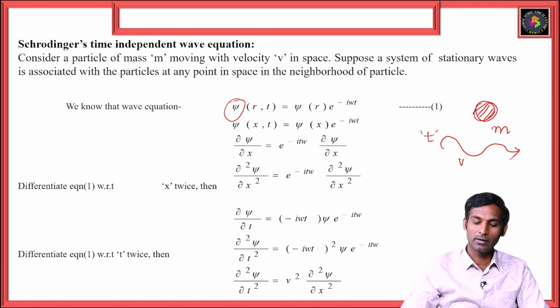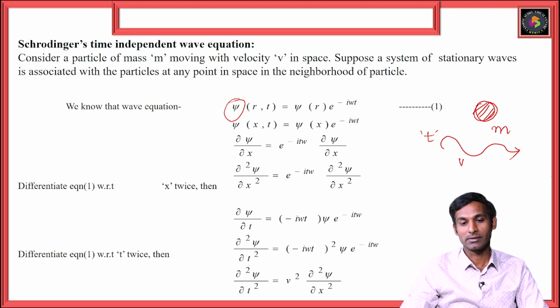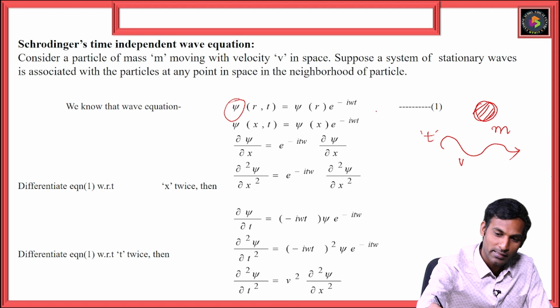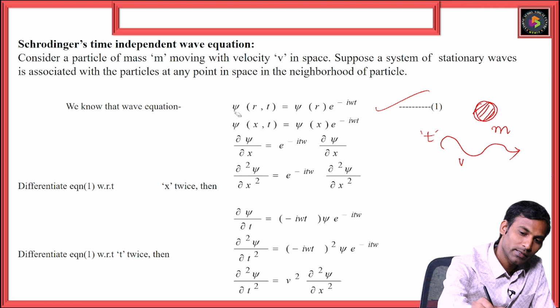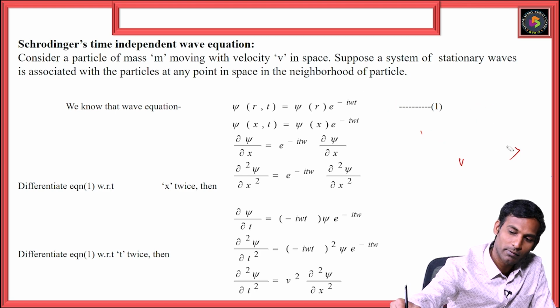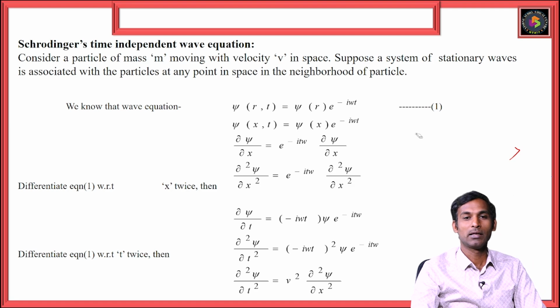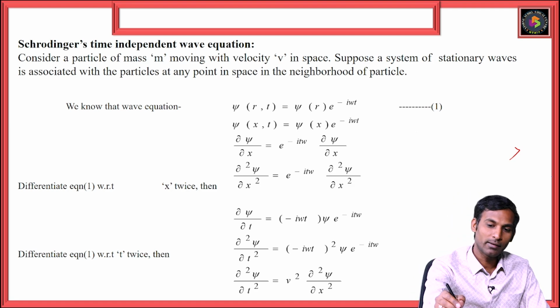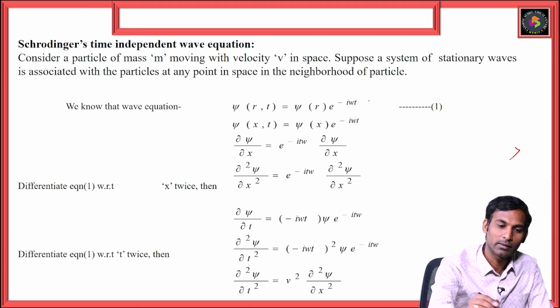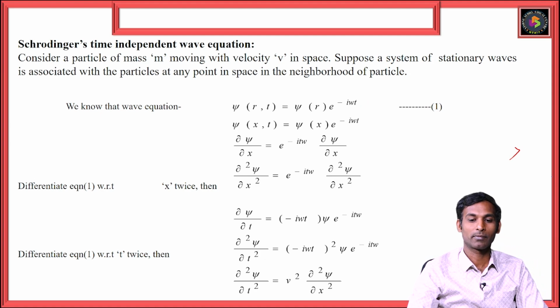In this Schrodinger time independent equation, a particle of mass m is moving with velocity in space. Velocity means distance by time. Suppose a system of stationary waves is associated with the particle at any point in space in the neighborhood of the particle. The wave equation is represented as equation number 1. I am writing the mathematical notation as psi of r comma t is equal to psi of r exponential power of minus i omega t. This is said to be the wave nature equation.